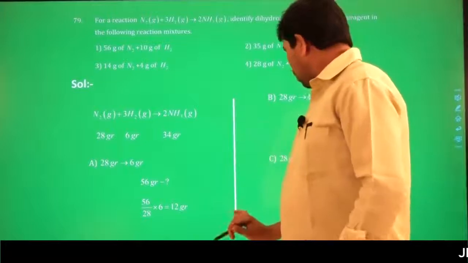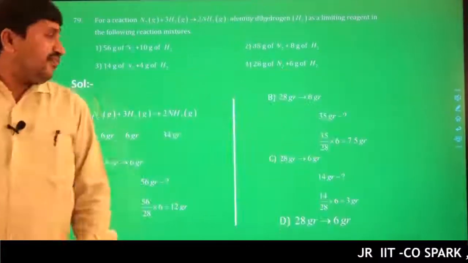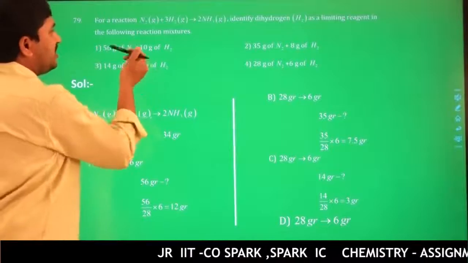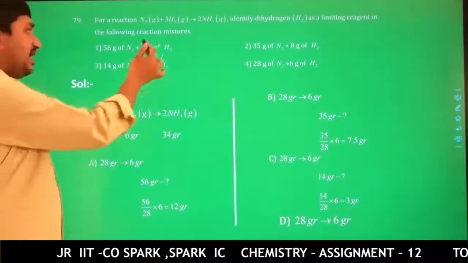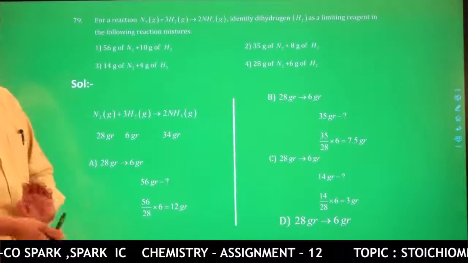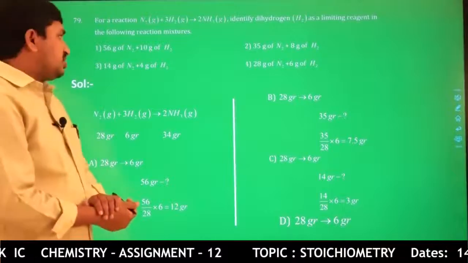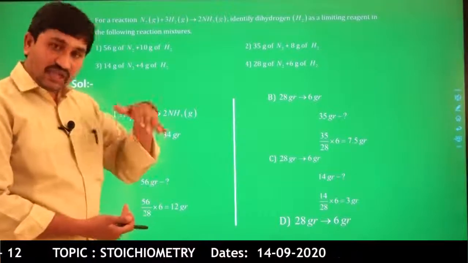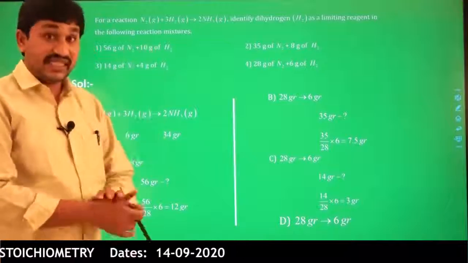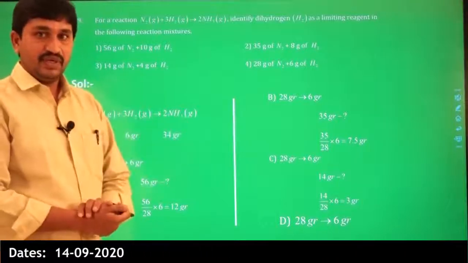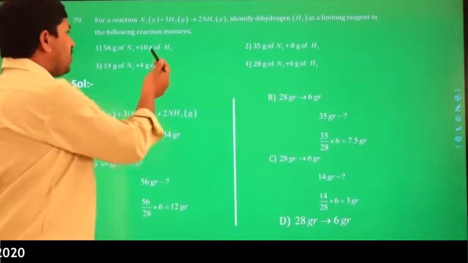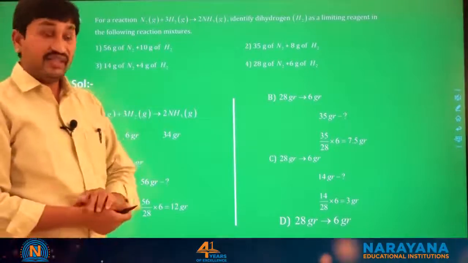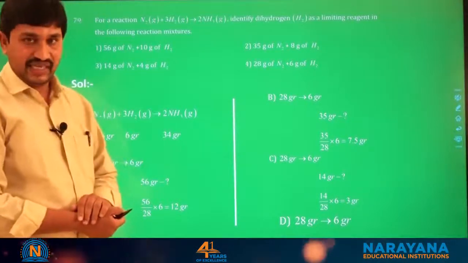Got it? So in the first option you take 56 grams of N2 combined with 10 grams of H2. In this, does hydrogen act as the limiting reagent or not? Suppose 10 grams of hydrogen is consumed or more than 10 grams are required, in this case it is not a limiting reagent. Suppose 10 grams of hydrogen participated but less than 10 grams are required, then in this case it is taken as the limiting reagent. Got it?